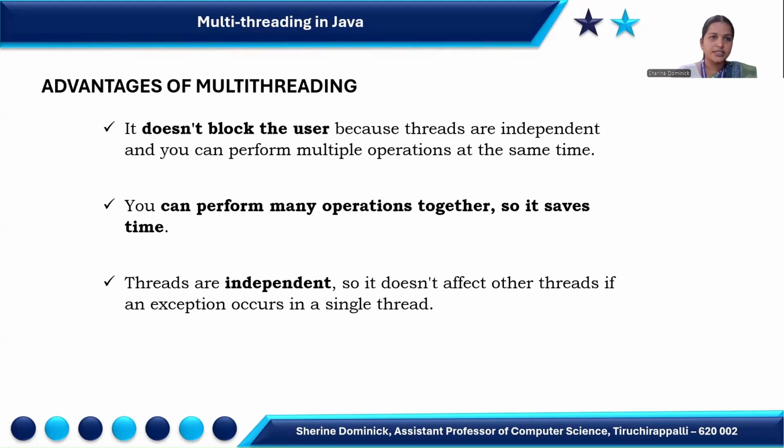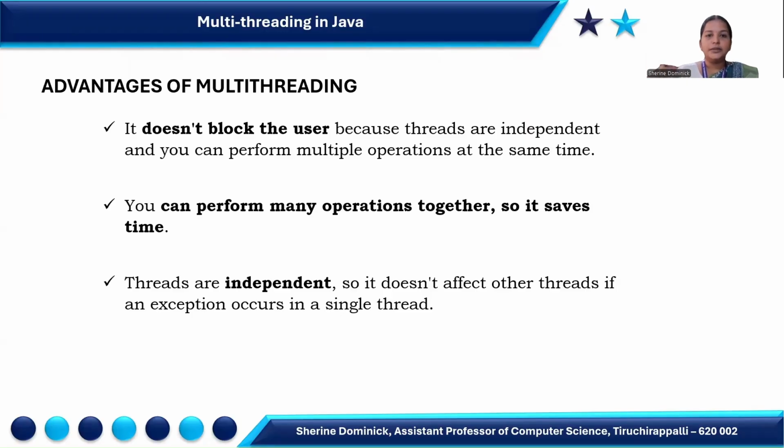We are going to see certain advantages of multi-threading. First one, it doesn't block the user because threads are independent. So when one thread and another thread can do their task parallelly, there is no need for one thread to block another thread. So you can perform multiple operations at the same time. This is the first advantage of multi-threading.